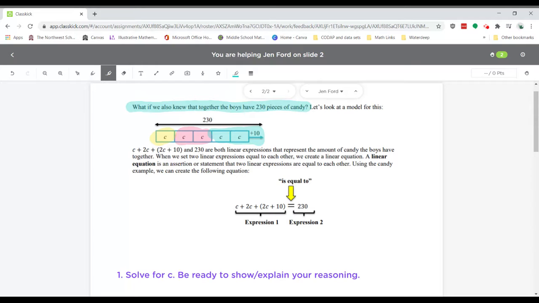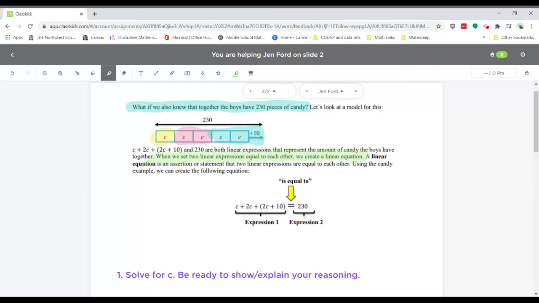When we set two linear expressions equal to each other, we create a linear equation. That is important. I'm going to highlight it. When we set two linear expressions equal to each other, we create a linear equation. A linear equation is an assertion or a statement that two linear expressions are equal to each other.